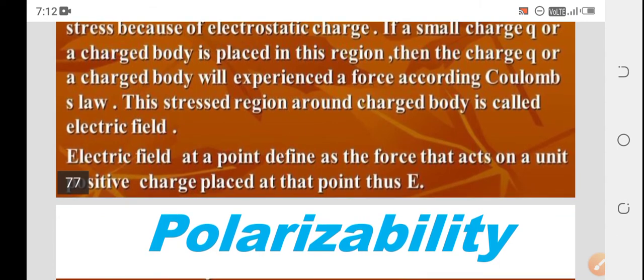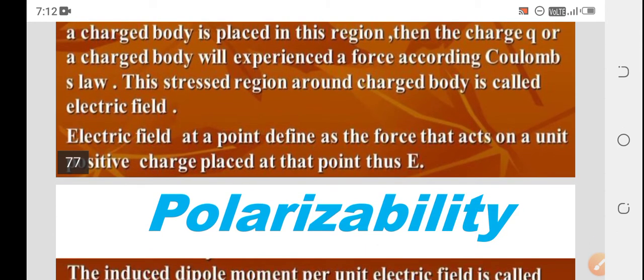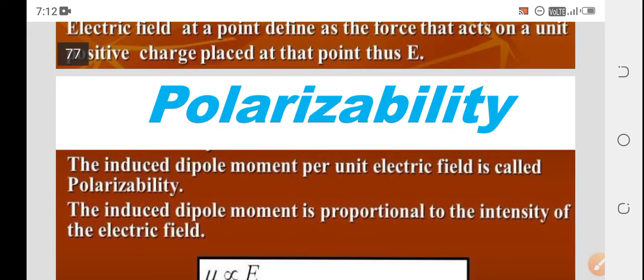Electric field at any point is defined as the force that acts on a unit positive charge placed at that point. So what is exactly the electric field at the point? It is defined as the force that acts on a unit positive charge placed at the point. It is denoted by the symbol E.